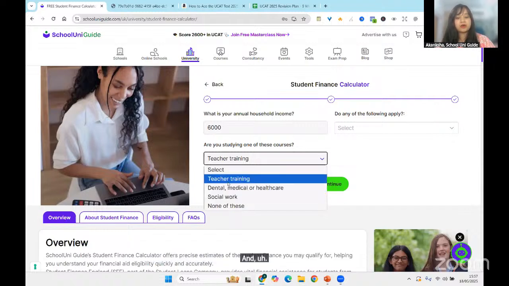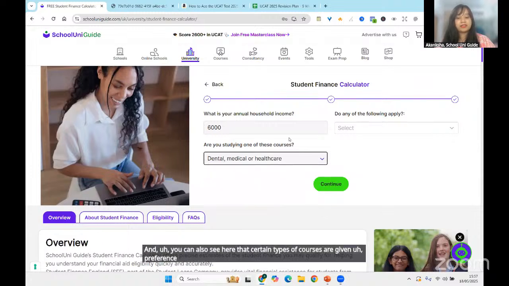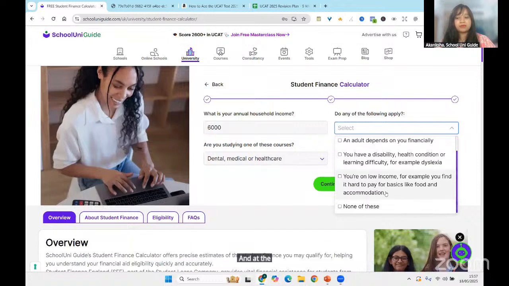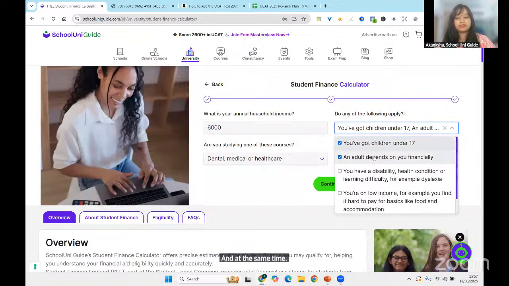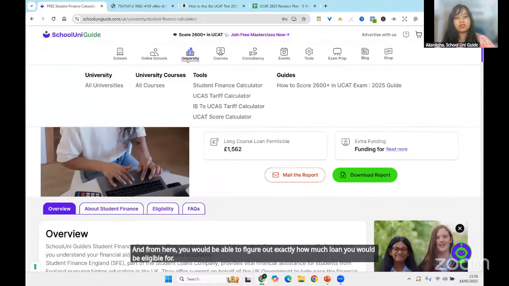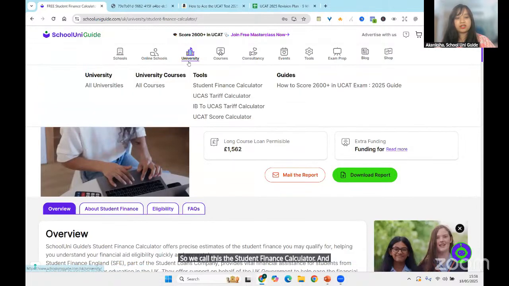And you can also see here that certain types of courses are given preference. So dental, medical, and healthcare courses are definitely given preference. And at the same time, certain social indicators, whichever apply to you, you can select. And from here, you would be able to figure out exactly how much loan you would be eligible for. So we call this the student finance calculator, and you guys can check it out as well.